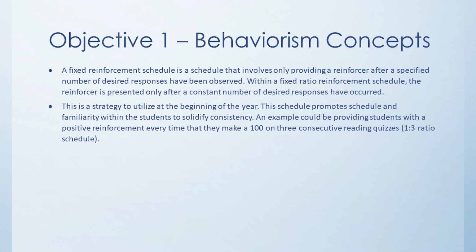So an example would be providing students with a positive reinforcement every time they make a 100 on 3 consecutive quizzes, which gives you a 1-to-3 ratio schedule.